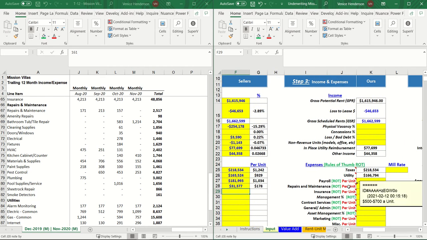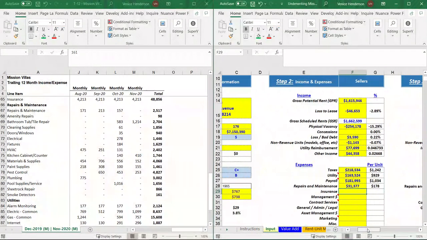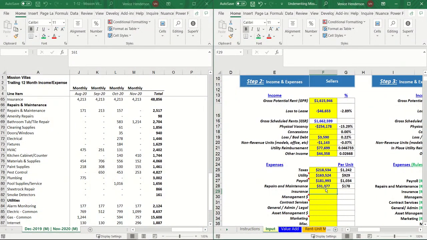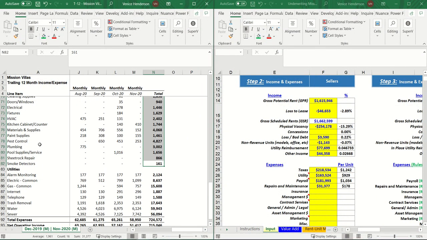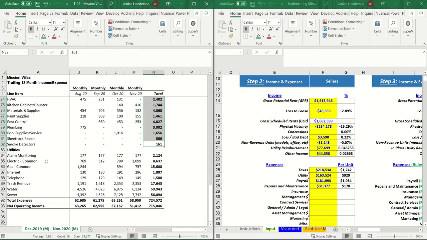Now I'm going to come over and look at my rule of thumb. I should be at $500 to $700 a unit, which makes me very concerned. Just going to move on to keep my commentary to myself.